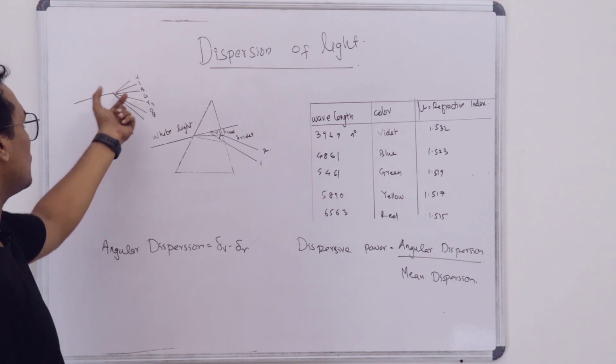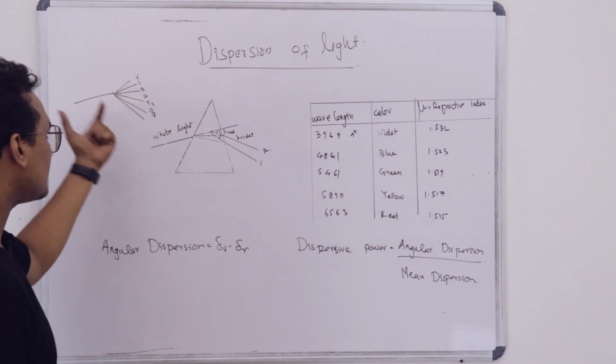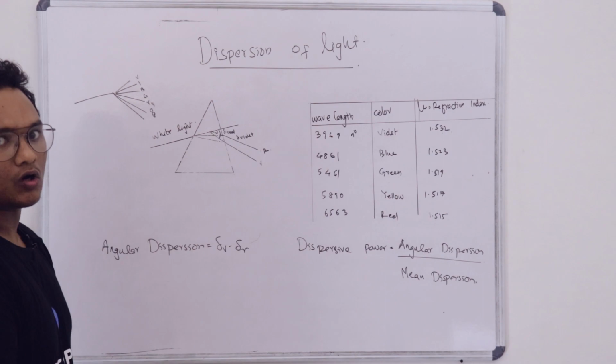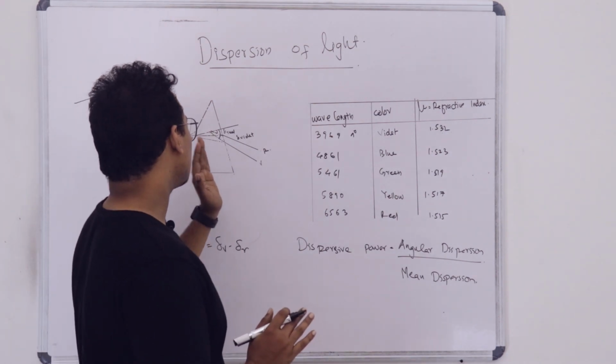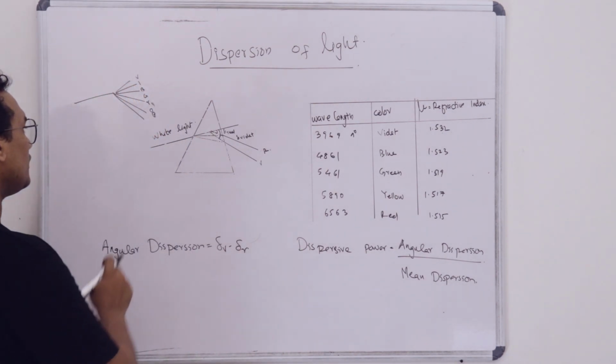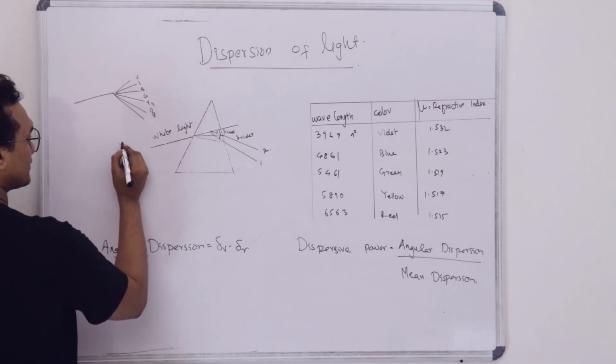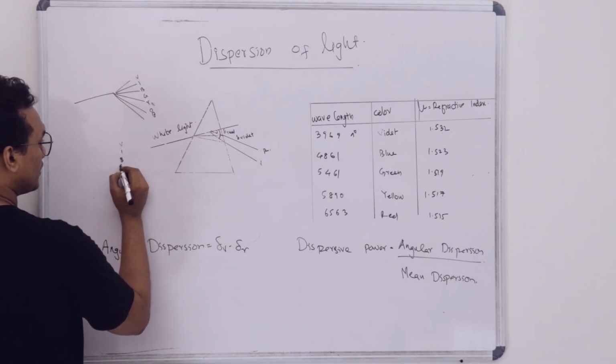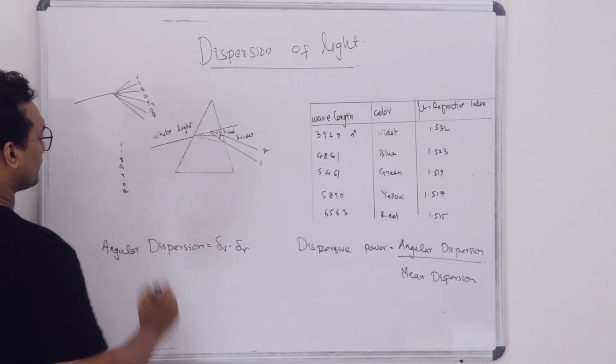Now how can we do this? This is done with the help of a prism. Now I will tell you how the splitting is done. Now in white light I have all the colors, right? Violet, indigo, blue, green, yellow, orange, red.